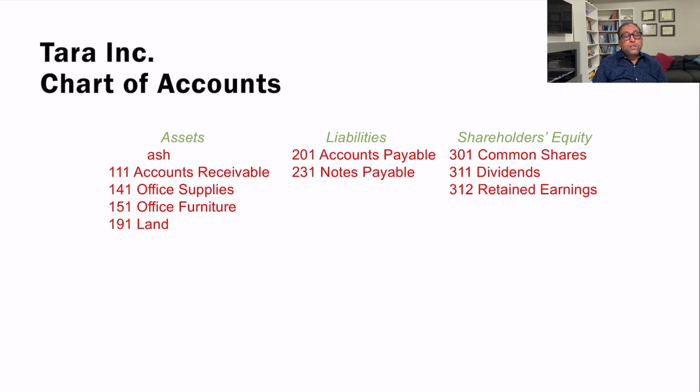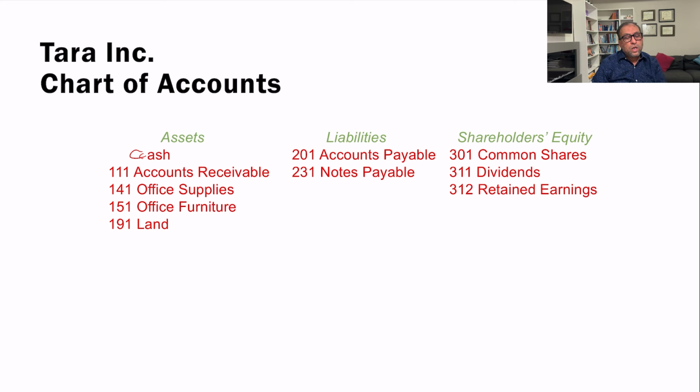So let's start with the recording business transactions second part, in which we try to learn how to record business transactions in T accounts. Again, with the same example, like the Terra Corporation chart of accounts we discussed from the previous one. That's cash, accounts receivable, office supplies, office furniture, land, accounts payable, notes payable, common shares, dividend, and retained earnings. So these are the accounts we are using, and these are the numbers which are system generated. When you do transactions in a system, there is a specific number for each account.